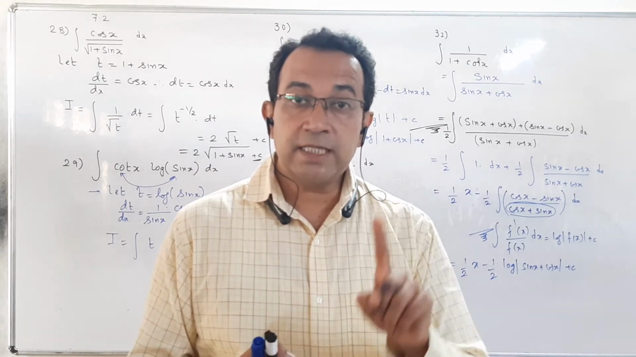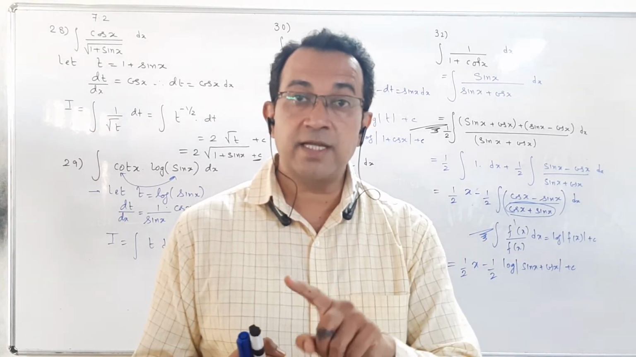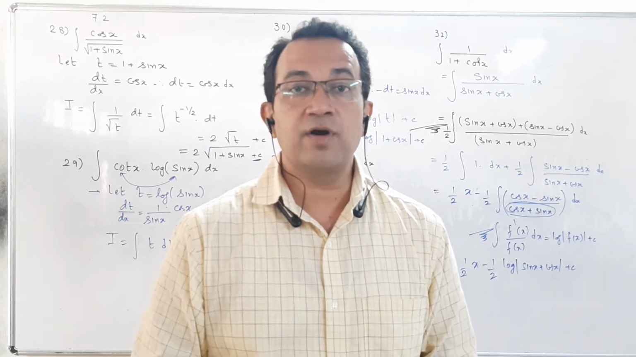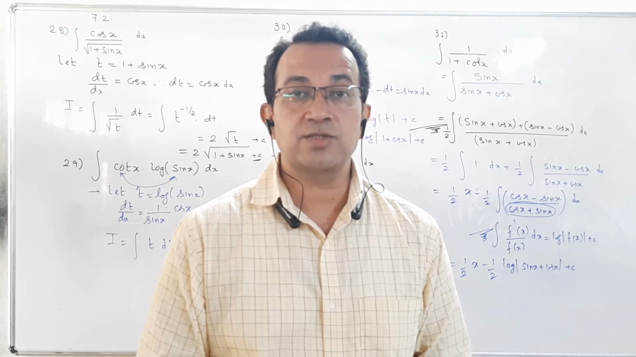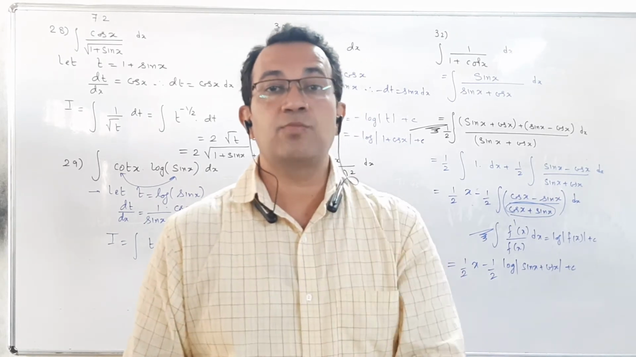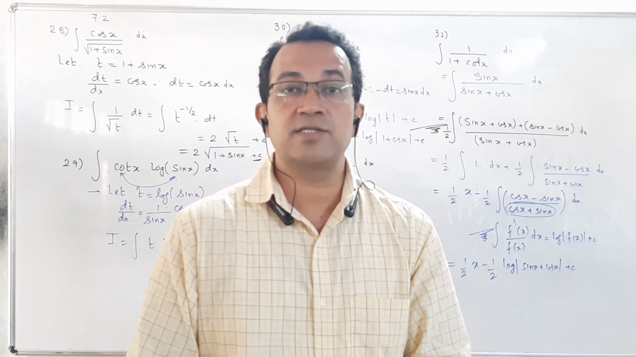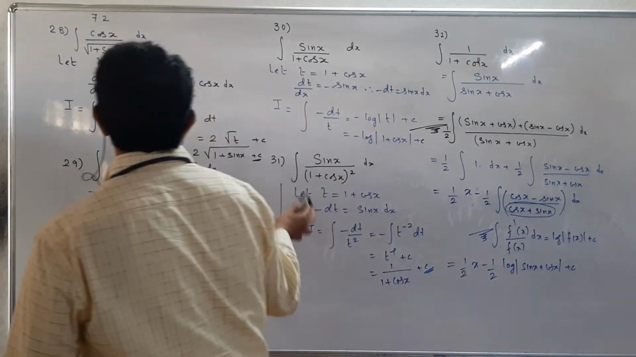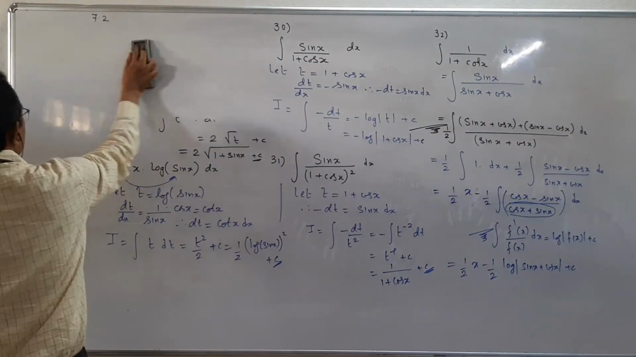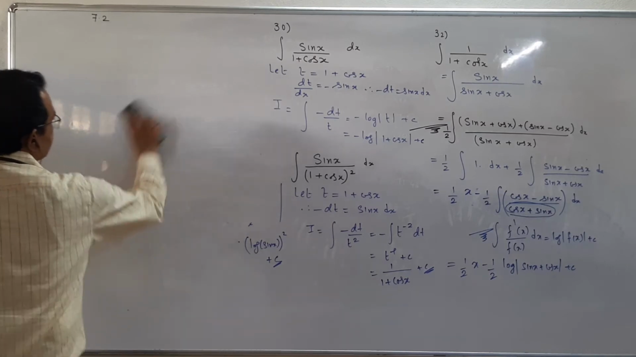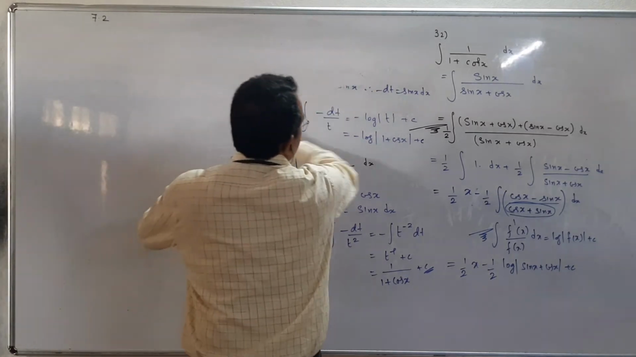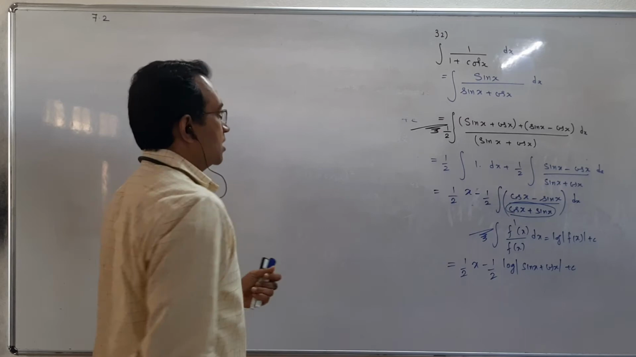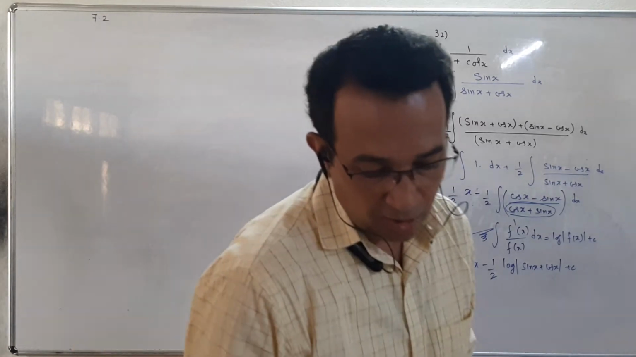Rationalization will work in 1 plus sin x and 1 minus sin x and 1 plus cos x and 1 minus cos x because we have a formula for 1 minus sin square x and 1 minus cos square x, but we don't have a formula for 1 minus cos square x and 1 minus sin square x. So that we have to remember. That is why students, I did the sum in a slightly different approach. So now you will never forget that in this type of sum, students, the approach of rationalization is not working.